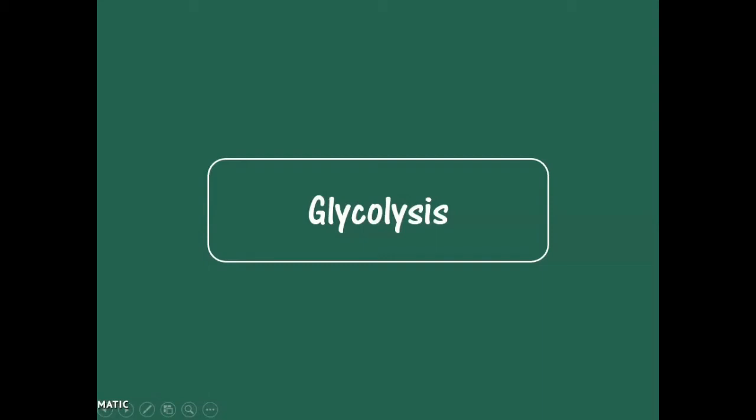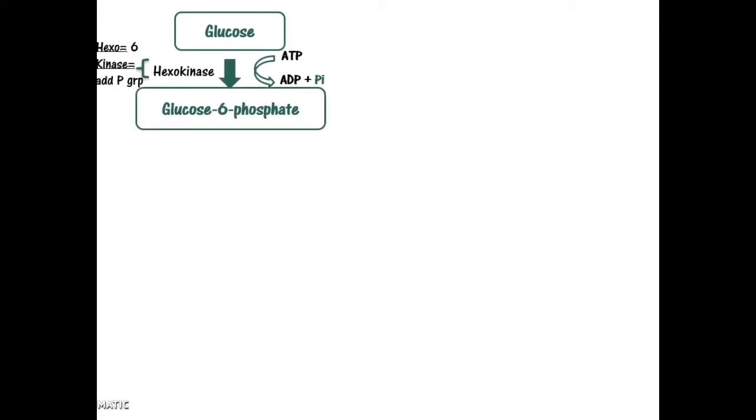Today we will talk about glycolysis. Let's start with Phase 1. First of all, glucose will be converted into glucose 6-phosphate by the enzyme hexokinase.